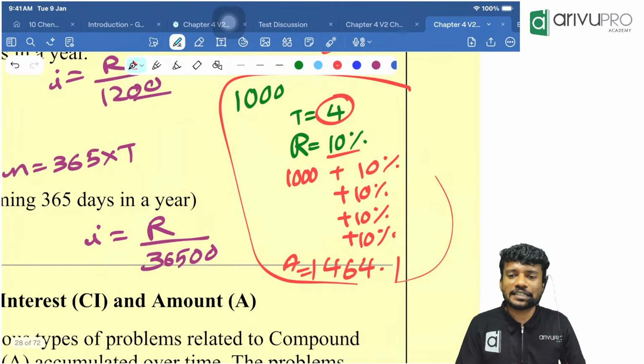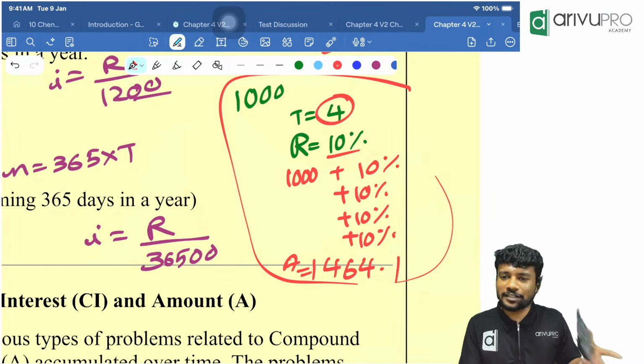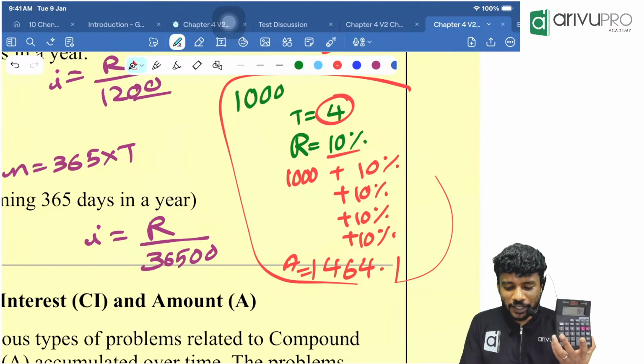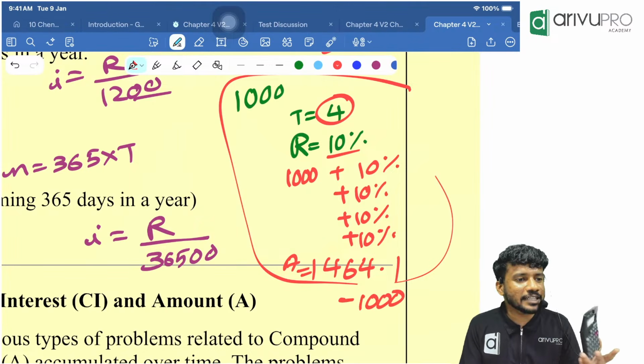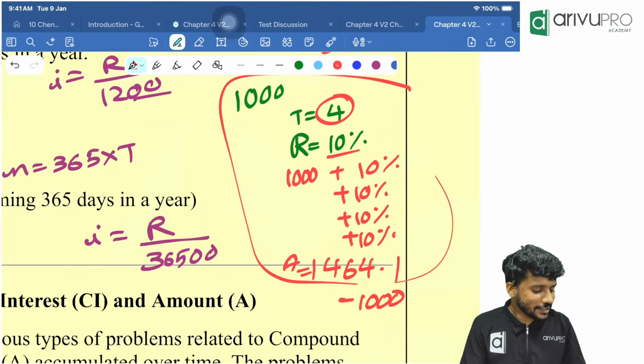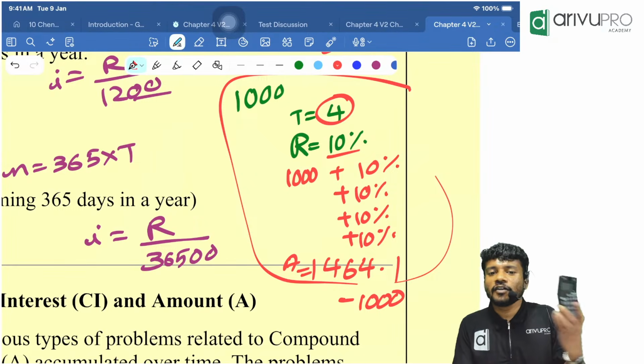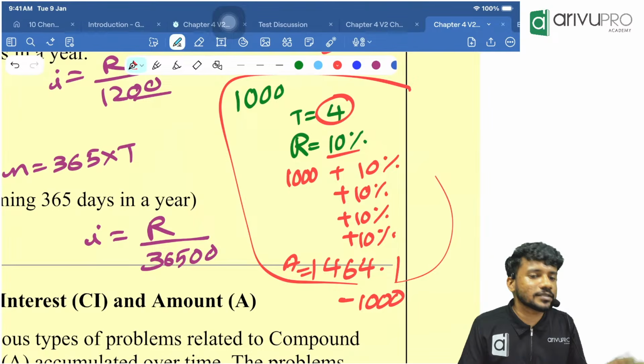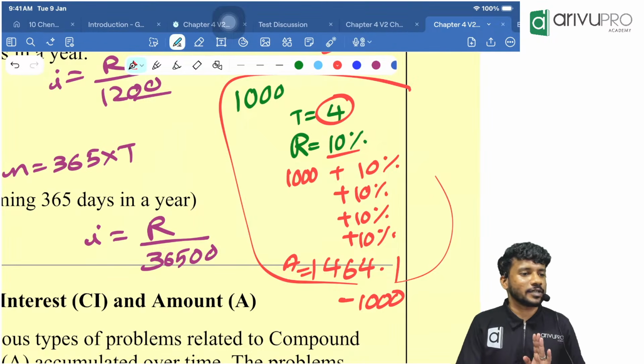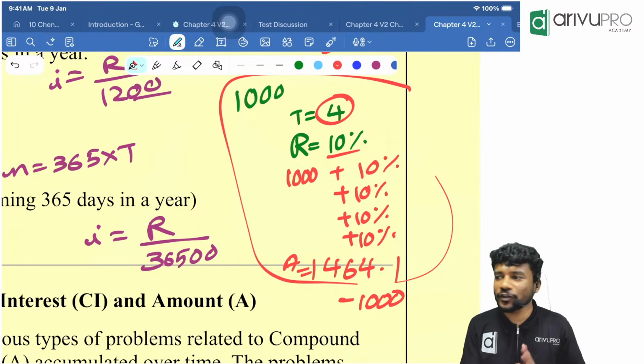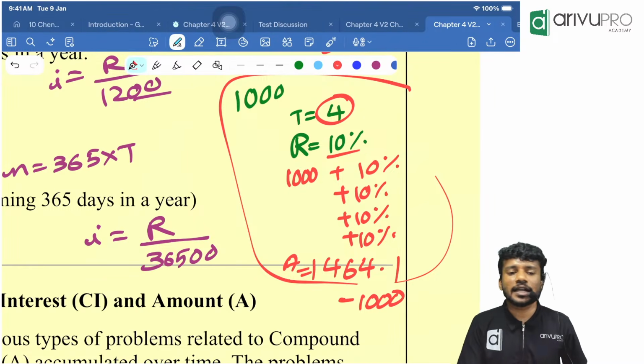Okay, then amount is this much. How can I find the CI value then? Whatever value is there on my calculator is my amount. From the amount, if I reduce the principal, will I get the CI? Yes. Minus 1000 will give you 464. That is your CI value. Amount minus principal will give you the interest using that logic.